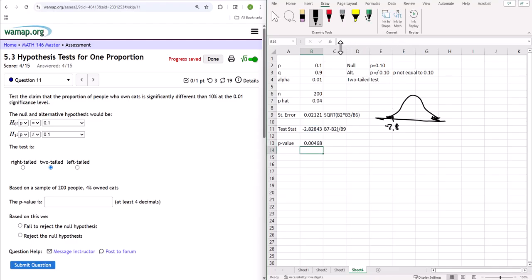So again, we doubled it because we were two-tailed. And then we have to be clever here. If we have a positive test statistic, we have to find the area to the right of it and then double it. If we have a negative test statistic, we'll find the area to the left and put that in here. So the p-value in this case, 0.0046 followed by an 8, so that 6 is going to round up.